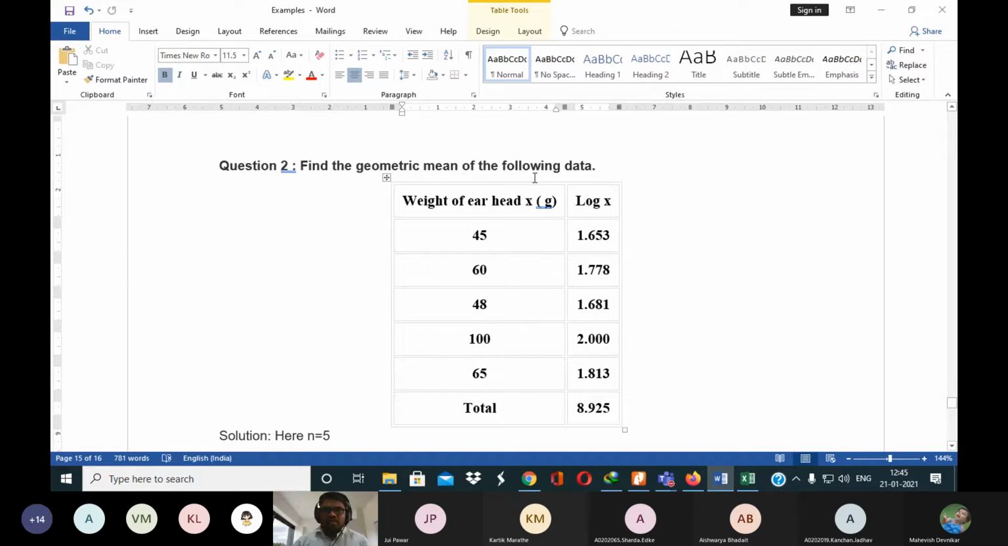Find out the geometric mean of the following data. The data is like this: 45, 60, 48, 100, 65. And the log values of all these items are mentioned in front of them, in their column. The summation of log of x is 8.9285. So you need to put this one.